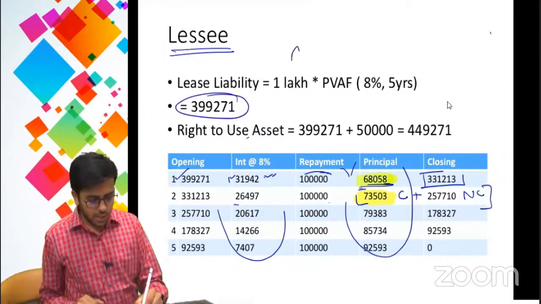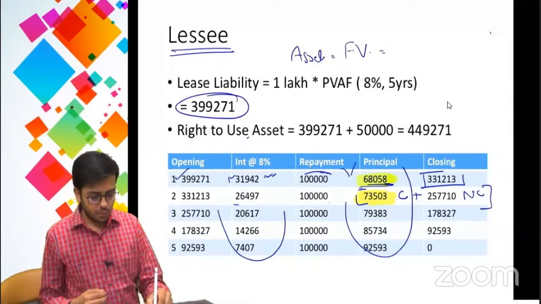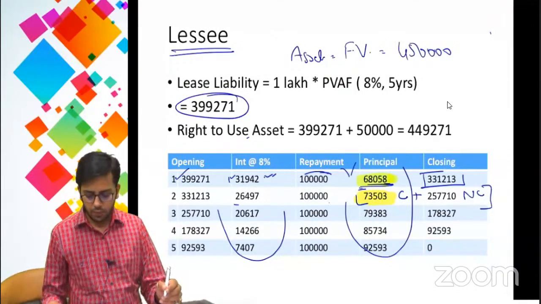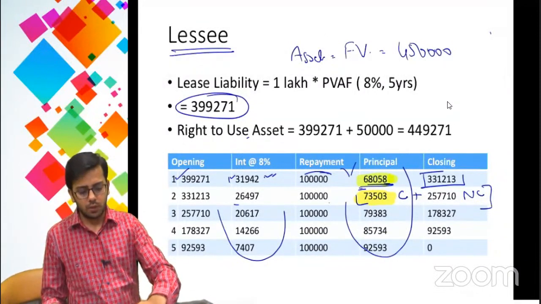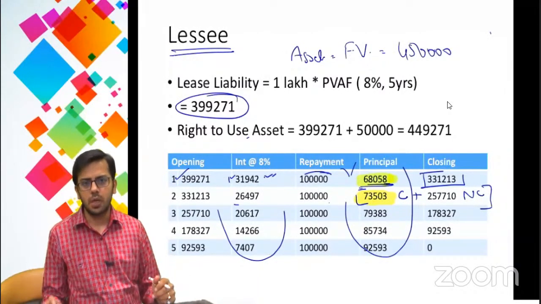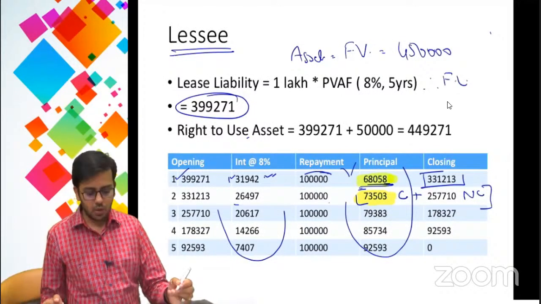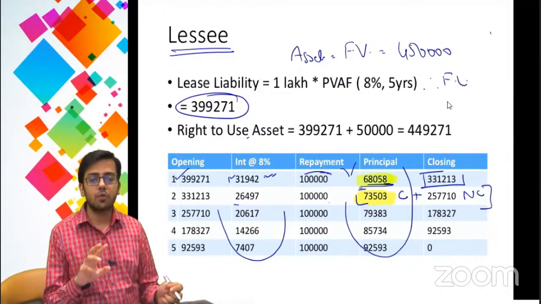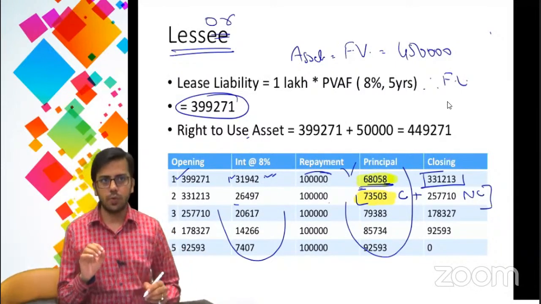Now, suppose the asset that has been taken over here has a fair value of 4,50,000 rupees. So let's compare this 3,99,271 with this 4,50,000 rupees. It is 88.7%, almost equal to 90%. So I'll say this is finance lease. Now, whether it is finance or operating is only checked from lessor's point of view, not lessee's point of view. We only check it from lessor's point of view.